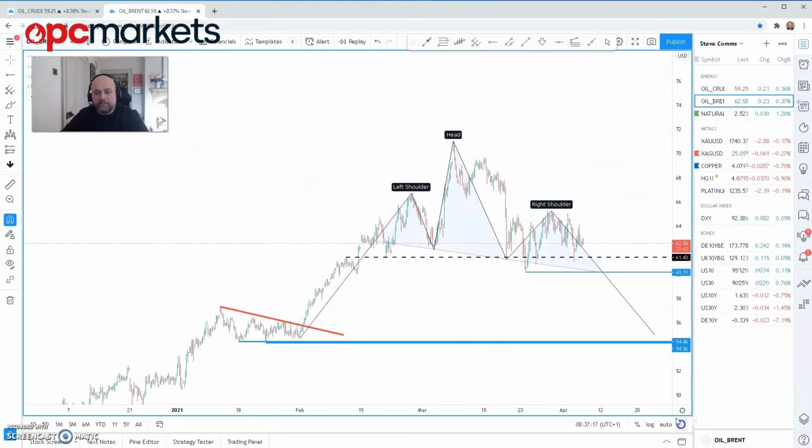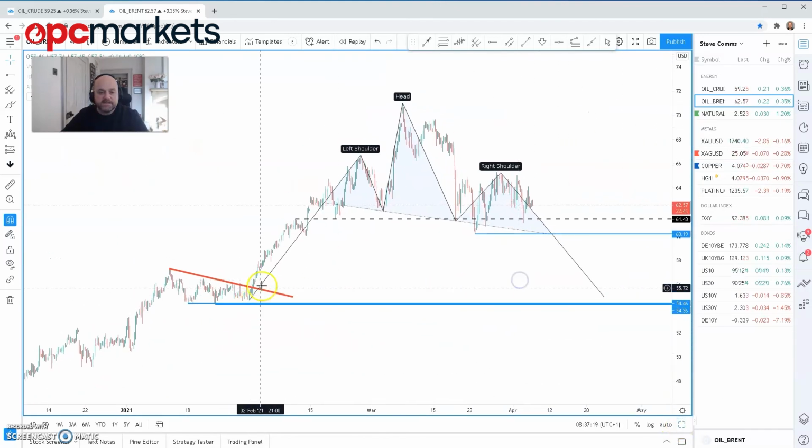So the 4-hour chart again shows us this similar formation, the head and shoulders formation. Head and shoulder formations are one of my favorite. They're very reliable formations, but again, please remember we need to get a break of the neckline for this to be confirmed as a formation.